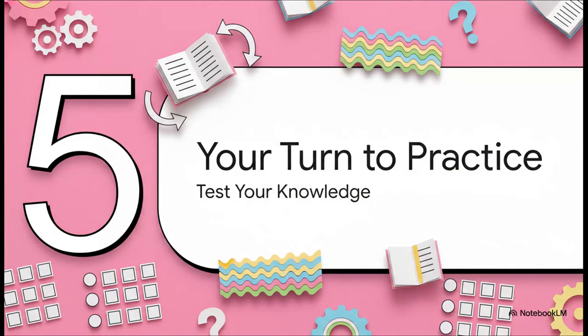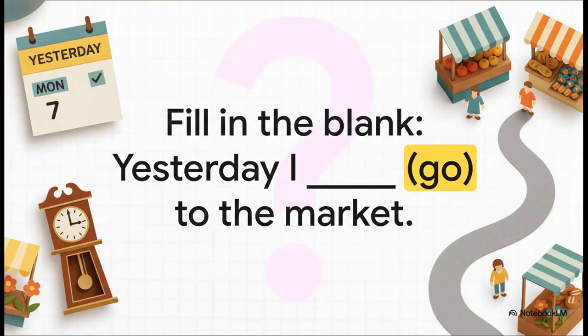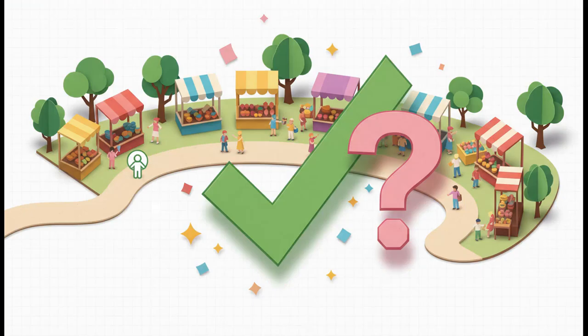All right, you've seen the secret patterns. So, how about we put your new knowledge to the test? Just a quick, fun practice round. No pressure at all. You ready? Let's do it. Okay, here's the first one. Yesterday is our clue. It's a completed action in the past. So we need that second form, the past simple of go. What do you think? And it's went. Yesterday, I went to the market. If you got that, awesome job.